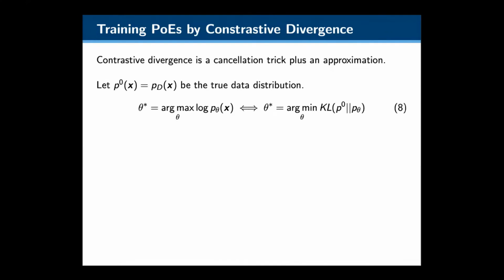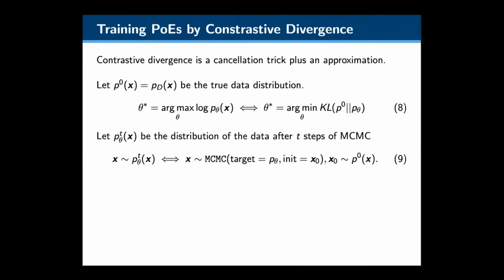Let's give two definitions first. Let's write P0 for reasons that will become clear later. Let's write the data distribution PD as P0, and it will be clear why we do this in a second. Also note that doing maximum likelihood is equivalent to minimizing the KL divergence between the data distribution P0 and the model distribution P theta. That's just a quick rearrangement.